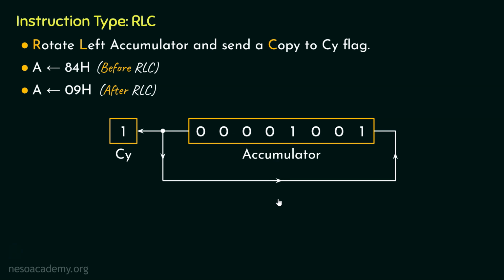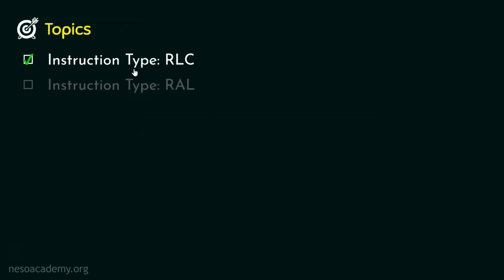So do remember, the instruction type RLC stands for rotate left accumulator's content, and in that process, send a copy to the carry flag. So that was all about the first instruction type RLC. I hope you remember that this instruction falls under the 1 byte long instructions category. Let's now focus on the second instruction type of the day, RAL.